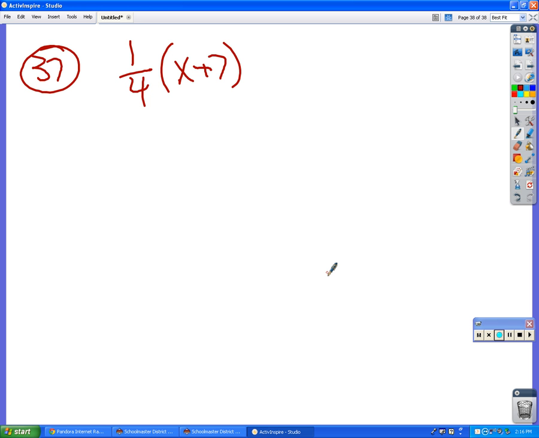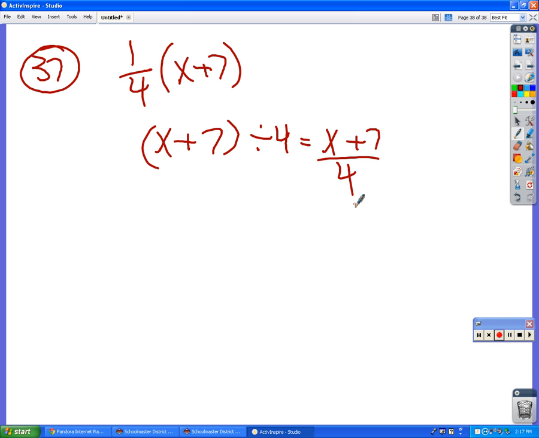Annie, got a different one? x plus 7, and then divided by 4. Okay, good. x plus 7 divided by 4. And like I said, I'm going to try to get you guys to think of divided by 4 as x plus 7 over 4 like that. Okay, good. So that's two different ways you can do it. You can multiply by 1/4, or you can divide by 4. Those are both the same thing.